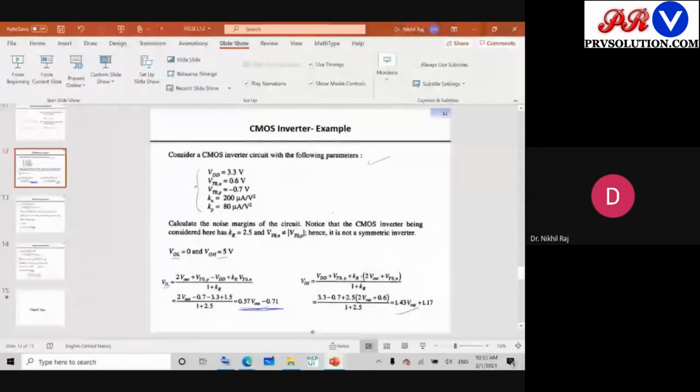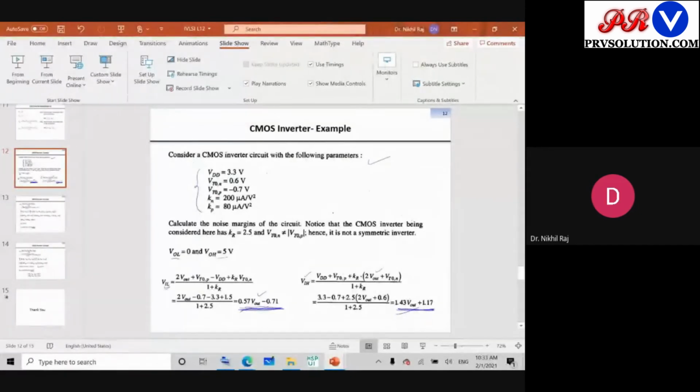So what we have seen here is that VIL is a function of V out. Still we have not got a numerical value. In the case of VIH also the same problem will exist, because we are getting a V out expression here, so we don't know what V out is at this point. We have to calculate noise margin, so we are again getting variables on the RHS. So how to solve this?